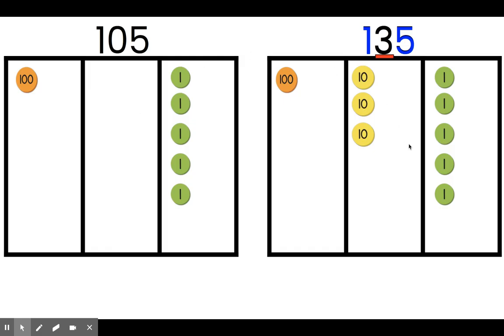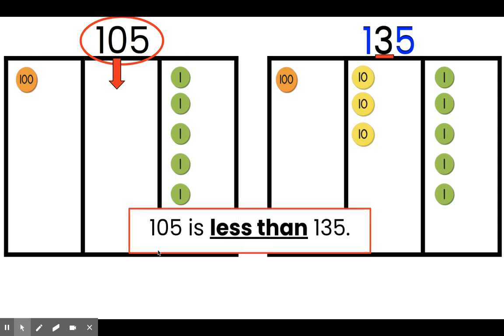Let's move to the tens place. If you look, 105 does not have any groups of 10. 135 has 3. That means that 135 has a greater value. The number is larger or worth more than 105. We would say 105 is less than 135.